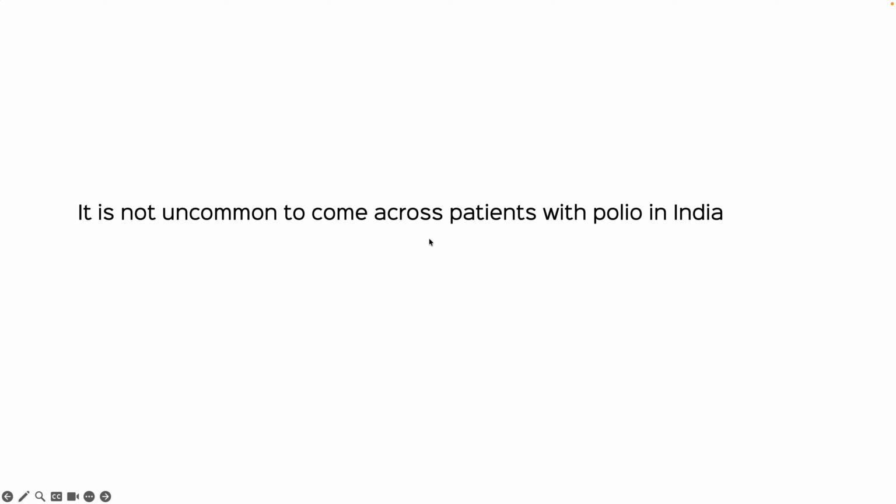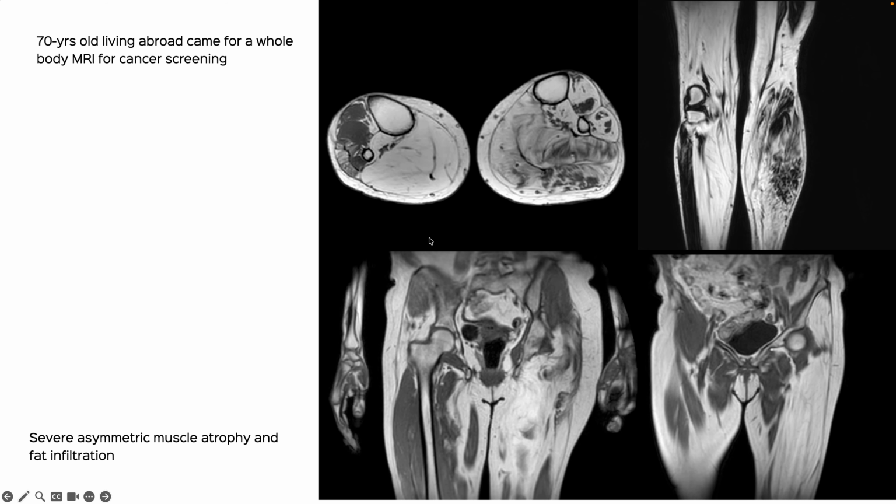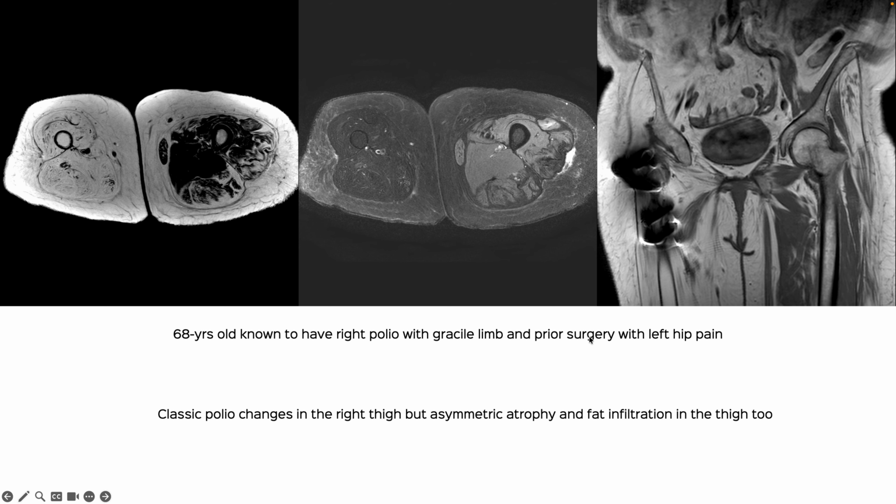It's not uncommon to come across patients with polio in India. This is a 70-year-old who came for a whole body MR for cancer screening last year, and you can see these polio changes in both the limbs, very asymmetric. You can see them in the pelvic girdle. The anterior thigh muscles are gone, the lateral muscles are gone, etc.